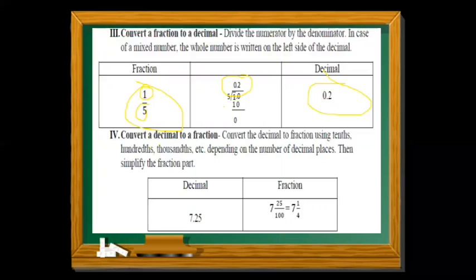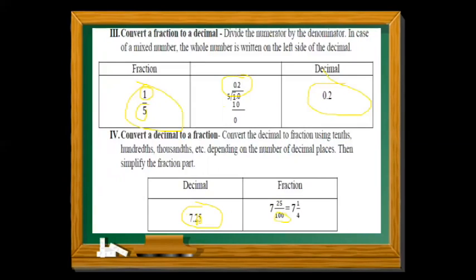And then next, convert a decimal to a fraction. So convert a decimal to a fraction using tenths, hundredths, thousandths, etc. depending on the number of decimal places. Then simplify the fraction part. So dito naman, 7.25. So gagawin naman natin siyang fraction. So bibilangin natin yung place ng decimal point niya. So we will start here. So ano ba yung place ng kanyang decimal point? Siyempre, we have tenths, we have hundredths. So 100 siya. So magiging siyang 7 and 25 hundredths.